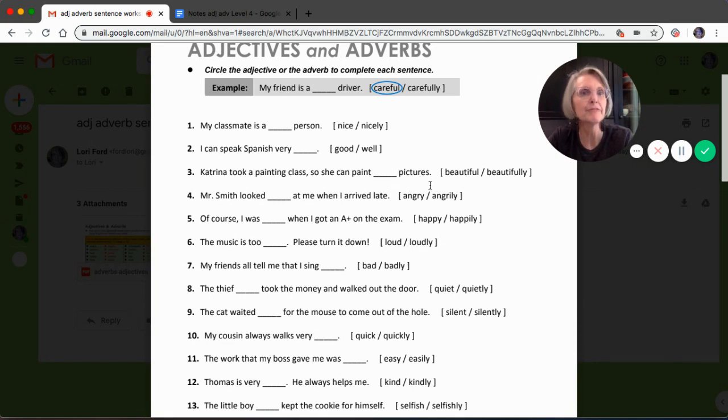adjective will come before the noun. So she can paint what kind of pictures? She can paint beautiful pictures. This one was a little tricky. Now, if they didn't have pictures there, they could have said, Katrina took a painting class. She can paint beautifully. But because they have pictures there, it's she can paint beautiful pictures.